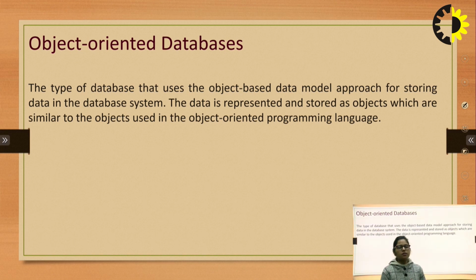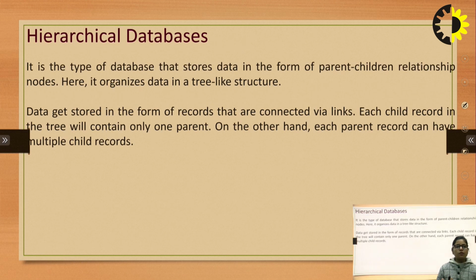The next one is object-oriented database. It is a type of database that uses the object-based model approach for storing data. The data is represented and stored as objects, which are similar to the objects used in object-oriented programming languages.